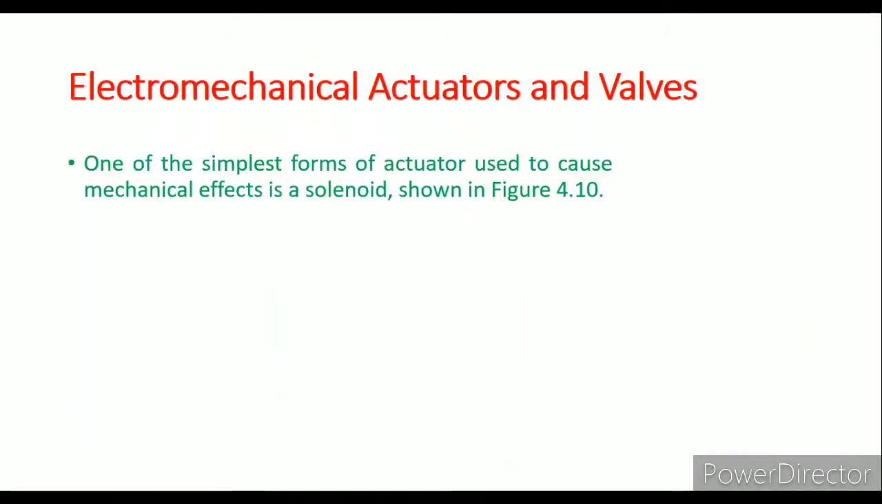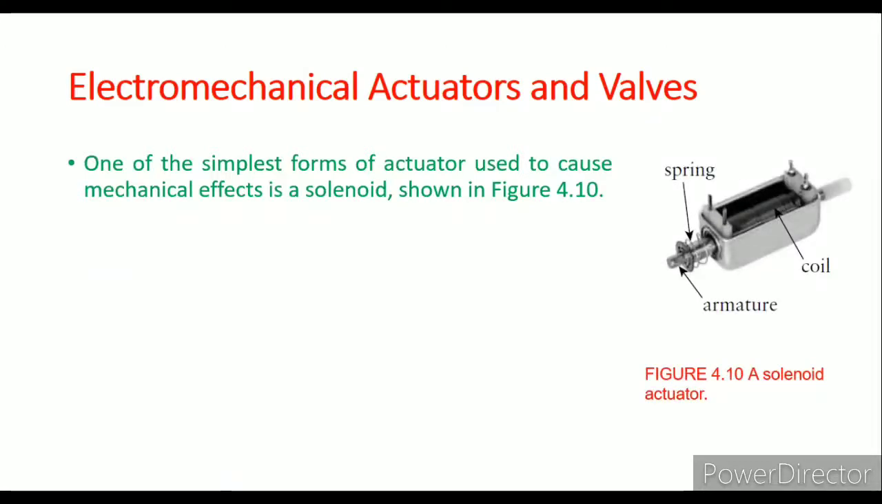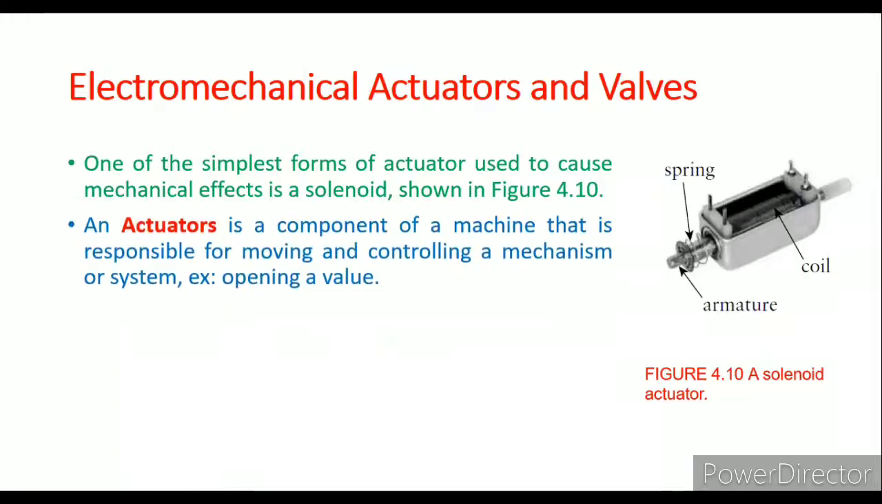One simple concept we have here is we use actuators to cause a mechanical effect with the help of a solenoid. You can see this in the figure. One of the simplest forms of an actuator used to cause a mechanical effect is a solenoid, which is as shown in the figure. What happens there?